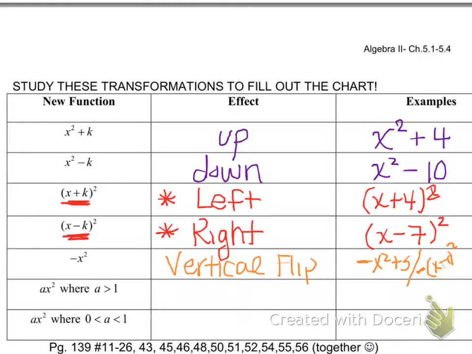And lastly, when we have a value of a in front, and it's not just negative, I always teach that the negative and the value of a, so if a was 2, are two separate shifts. So if you have negative 2 in front, you have a vertical flip and you have a vertical stretch. So it's 2 shifts. Again, if a is greater than 1, that's the rule, then we have a vertical stretch.